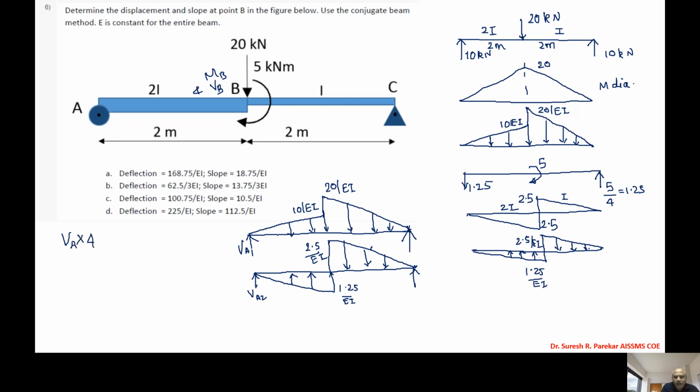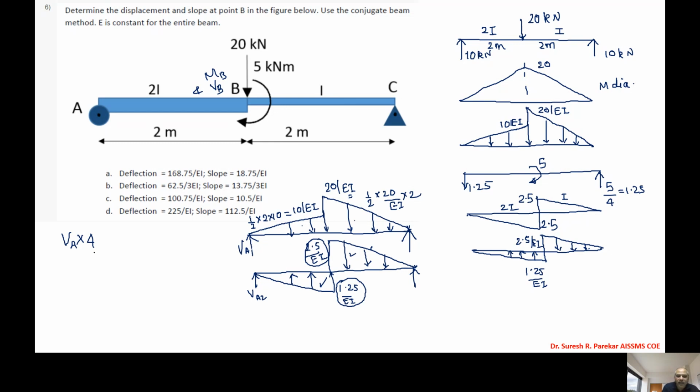Now if we calculate this, we have 1/2 into 2 into 10, and we will get the total value same, 10 upon EI, of this triangle. And for this triangle we will get 1 half into 20 upon EI into 2. Again we have 20 upon EI because we have 1 half and 2. So same we have 1.25 upon EI for this triangle and 2.5 upon EI for this triangle, because base we have 2, so this will be the area of this.